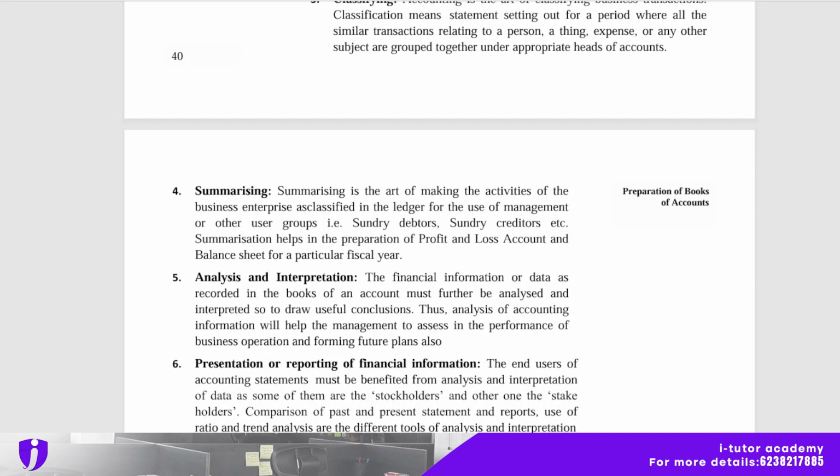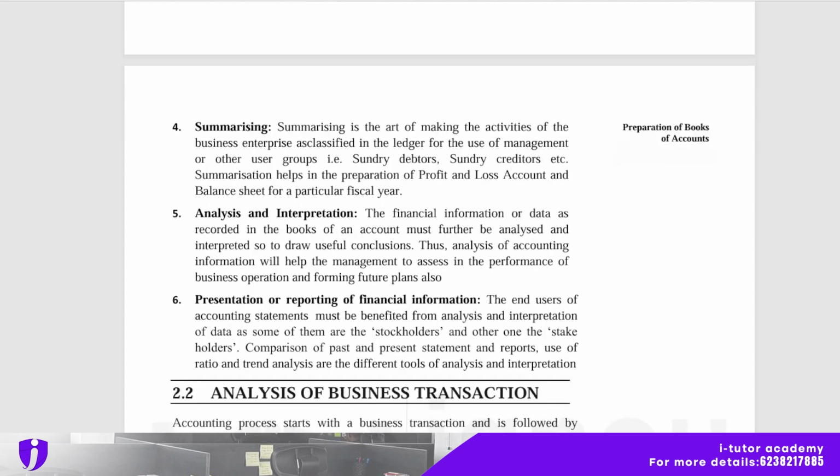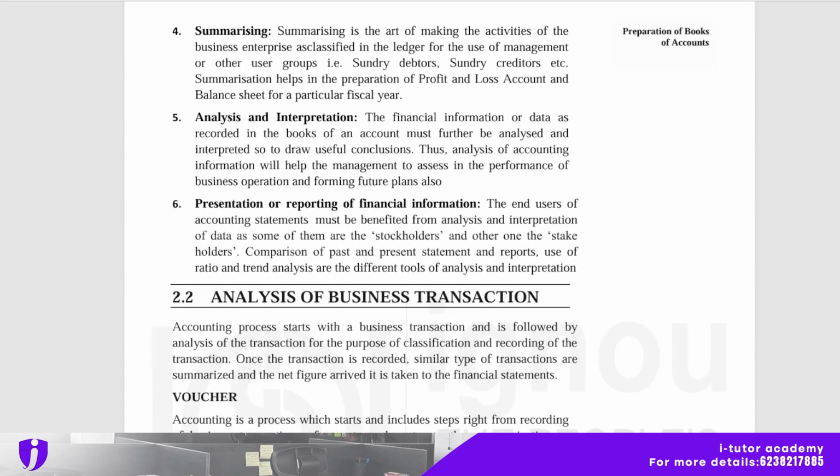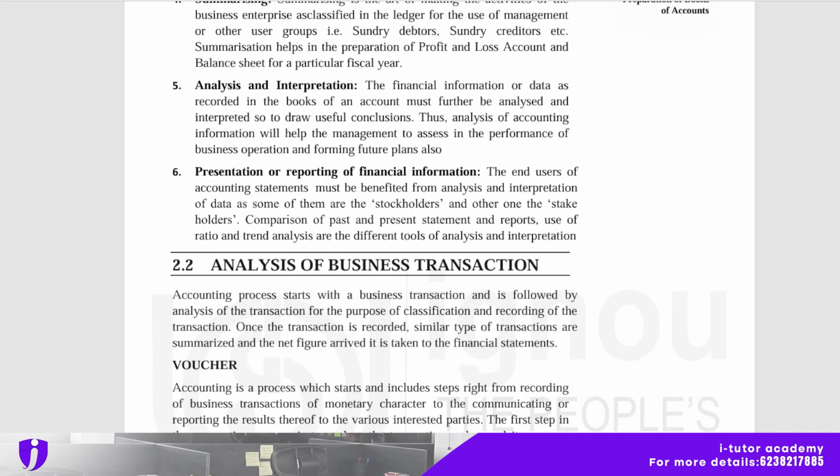Sundry debtors and sundry creditors, etc. Summarization helps in the preparation of profit and loss account and balance sheet for a particular fiscal year. Next is analysis and interpretation. The financial information or data as recorded in the books of account must further be analyzed and interpreted so as to draw useful conclusions. This analysis of accounting information will help the management to assess the performance of business operations and also in forming future plans.